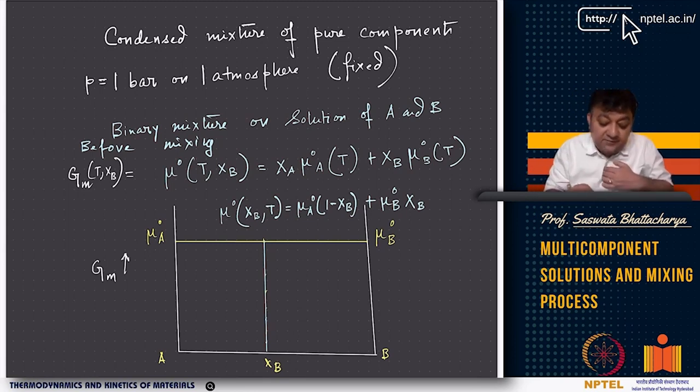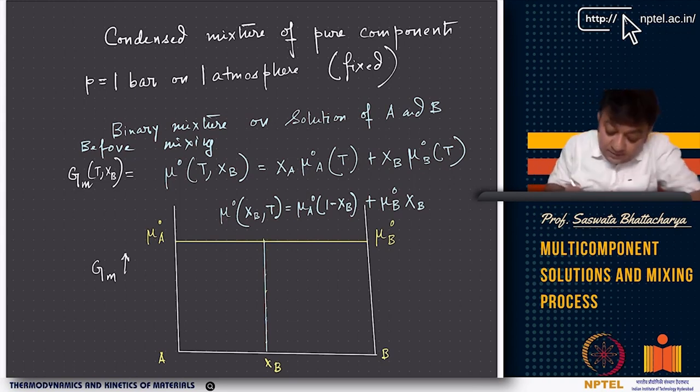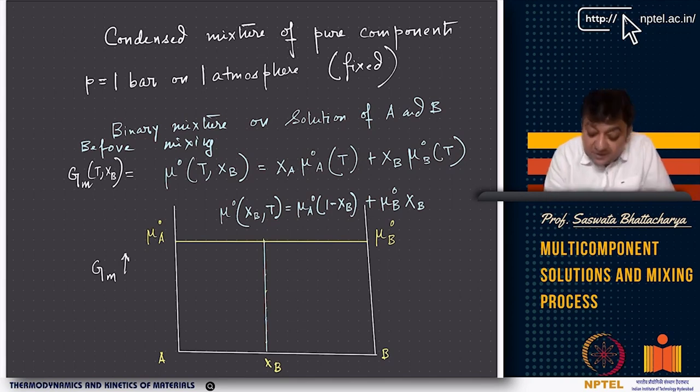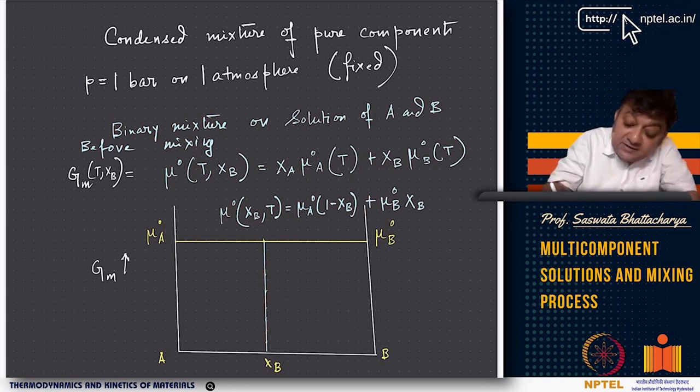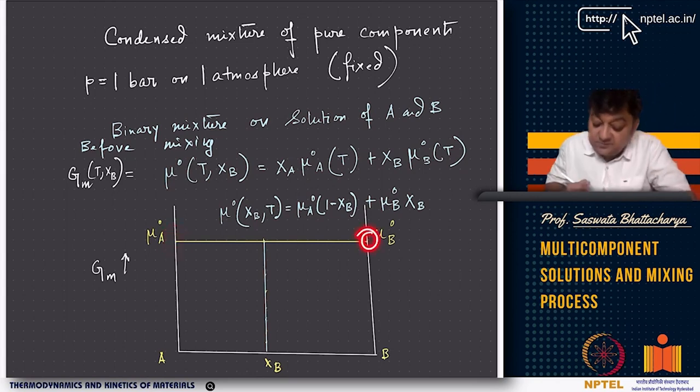So if you look at the molar free energy as a function of temperature, again pressure is fixed, remember, for condensed phases, because pressure does not do much, the PV work is negligible. So basically, GM is nothing but mu zero, the partial molar Gibbs free energy or chemical potential in the standard state, which is equal to XA mu A 0 plus XB mu B 0, right? XA mu A 0 plus XB mu B 0. Now, as you can see here, you have this mu A 0 and this mu B 0, and nothing much has changed. So this point is mu A 0 and this point is mu B 0.